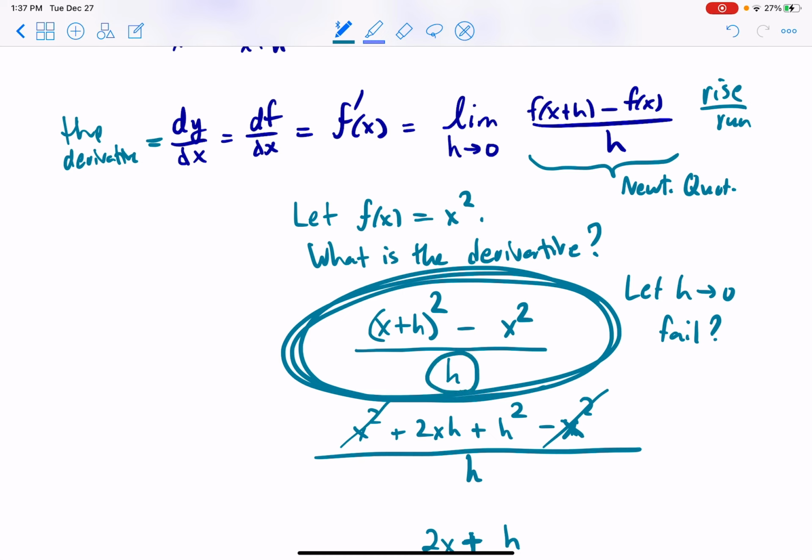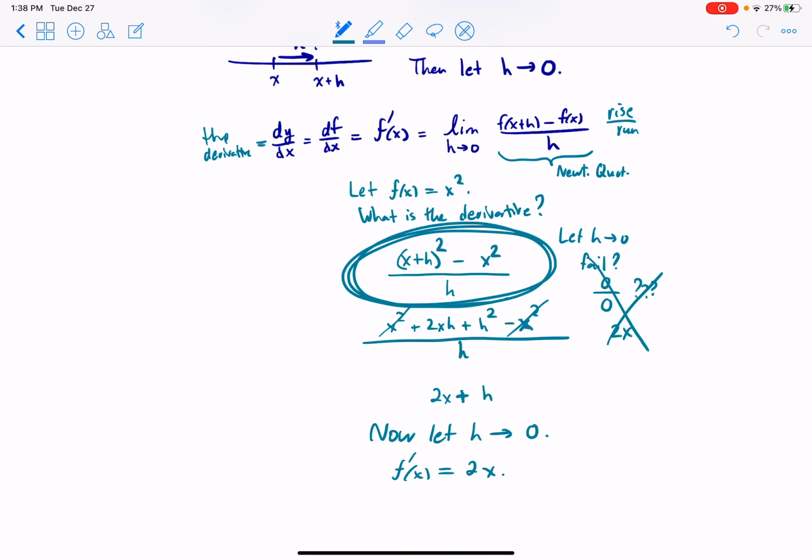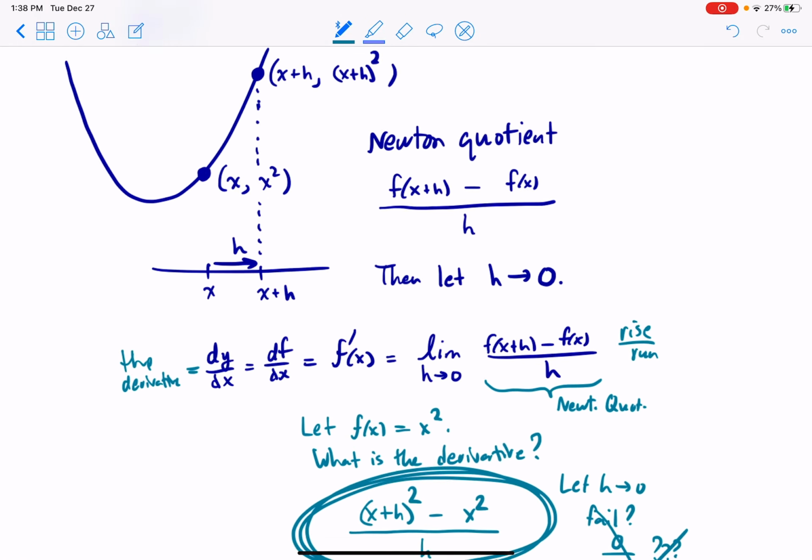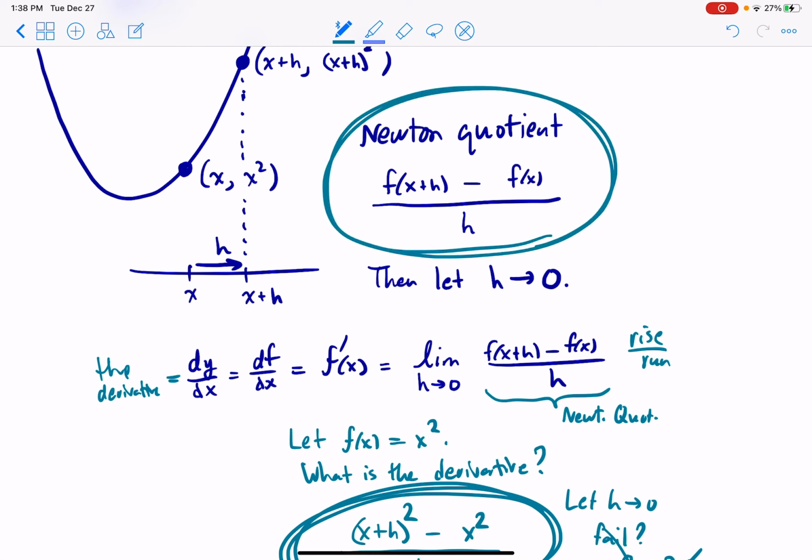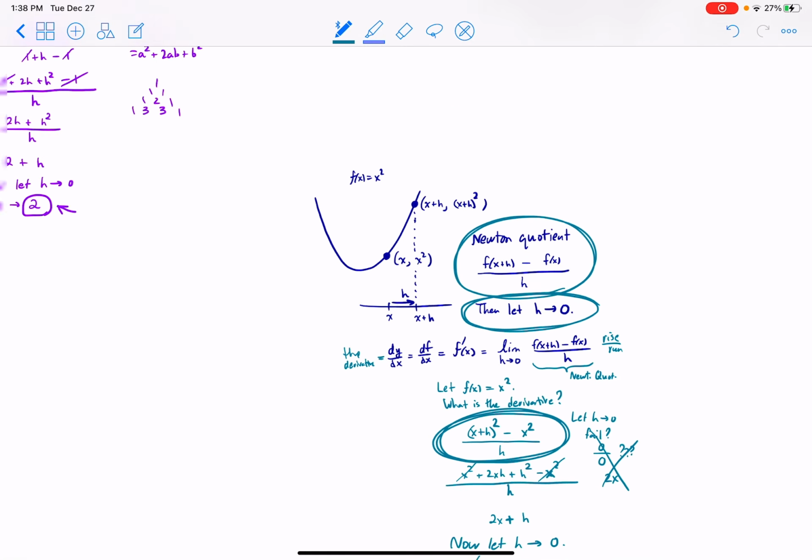Because we have a divide by 0. If h goes to 0, then (x plus h) squared just becomes x squared. x squared minus x squared is 0, and then we have to divide by 0, and we get 0 divided by 0, which is whatever it is. It doesn't look like it's 2x. So this fails unless we first do some algebra with the Newton quotient, and then let h go to 0. Then we can actually get the answer.